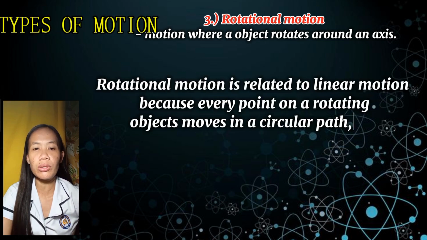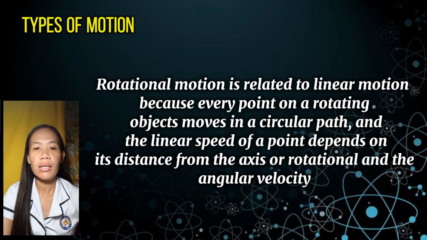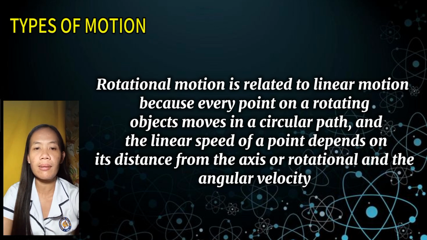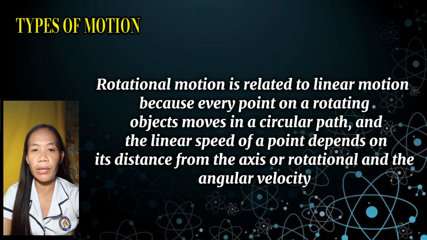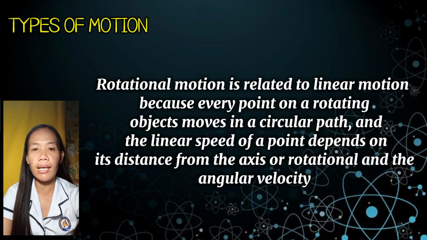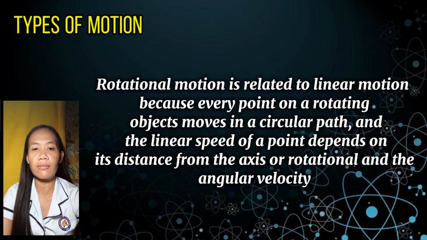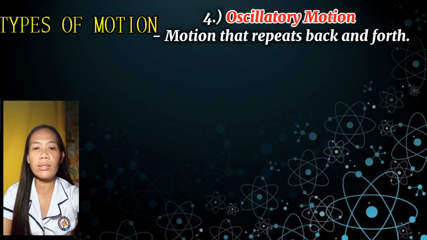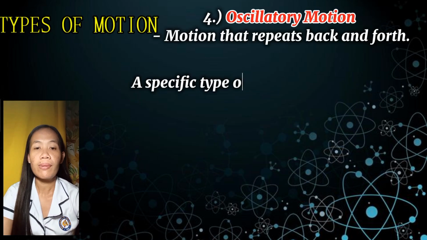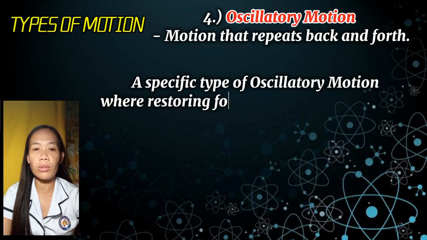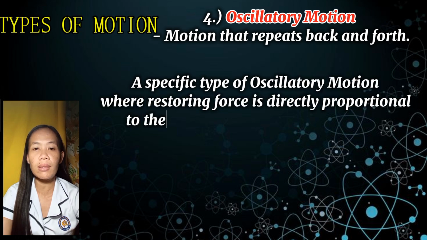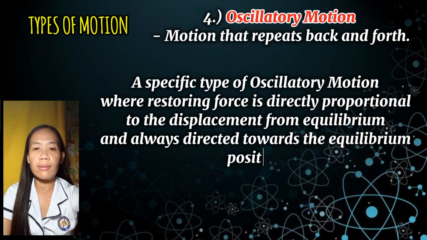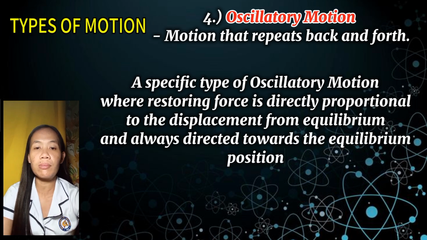Rotational motion is related to linear motion because every point on a rotating object moves in a circular path, and the linear speed of a point depends on its distance from the axis of rotation and the angular velocity. Number 4, oscillatory motion. This is motion that repeats back and forth. A specific type of oscillatory motion is one where the restoring force is directly proportional to the displacement from equilibrium and always directed towards the equilibrium position.